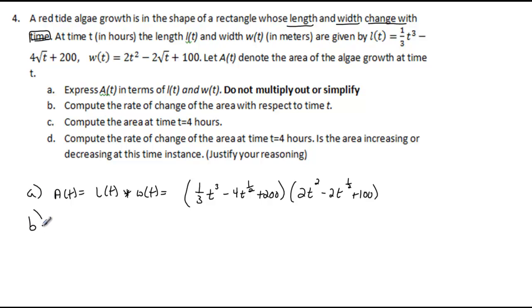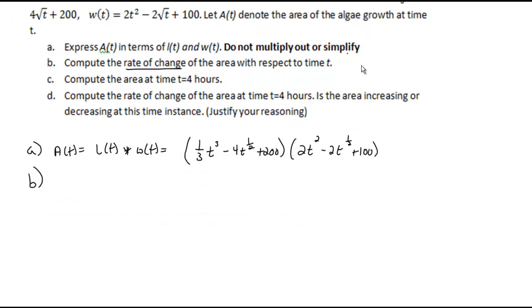So now, in part B, we want to compute the rate of change. So again, when we see this term rate of change, hopefully we're thinking about derivatives of the area with respect to time. So we want to compute the rate of change of the area with respect to time. Therefore, we are looking for the derivative of A with respect to t. So basically we're going to find A prime of t. Either one of those would be a sufficient way to denote this.